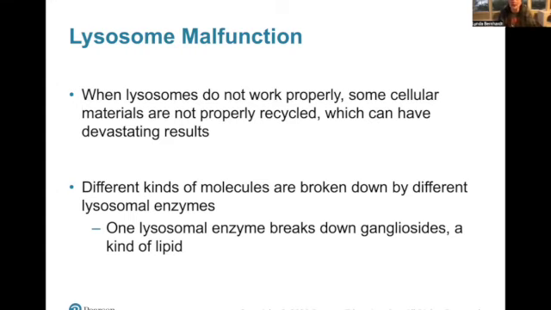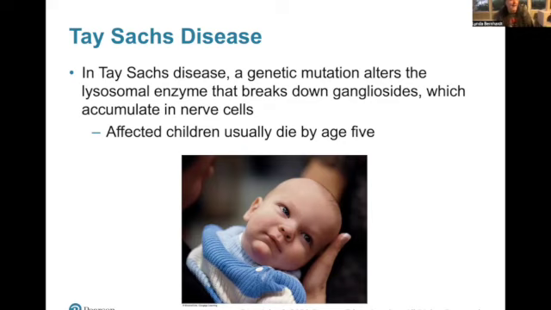So what happens here is, if the lysosomes are there to digest and recycle, and they don't work, that means something is not getting broken down. And so it's just going to build and build and build. This is about Tay-Sachs disease, which is when a particular type of lysosome does not work. Tay-Sachs is a mutation that alters the lysosomal enzyme that breaks down the gangliosides. And when the gangliosides cannot get broken down, they just start piling up on top of each other.